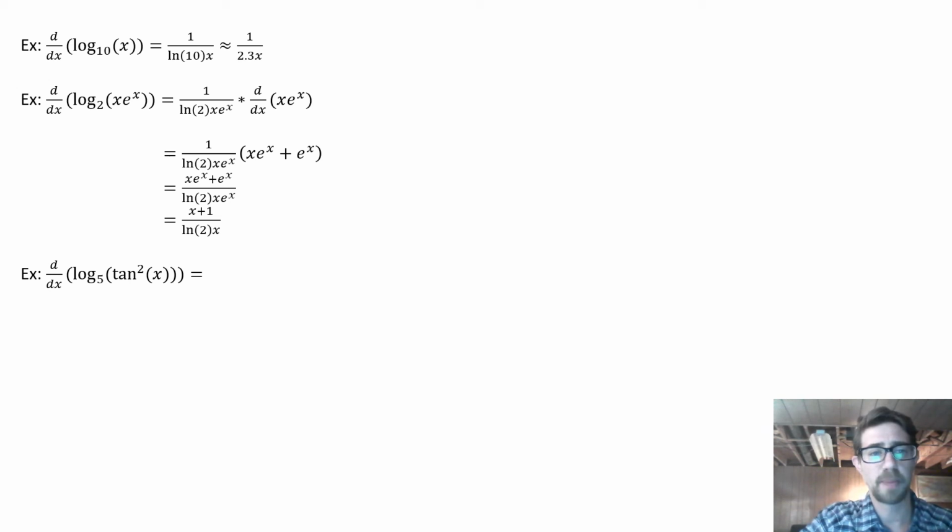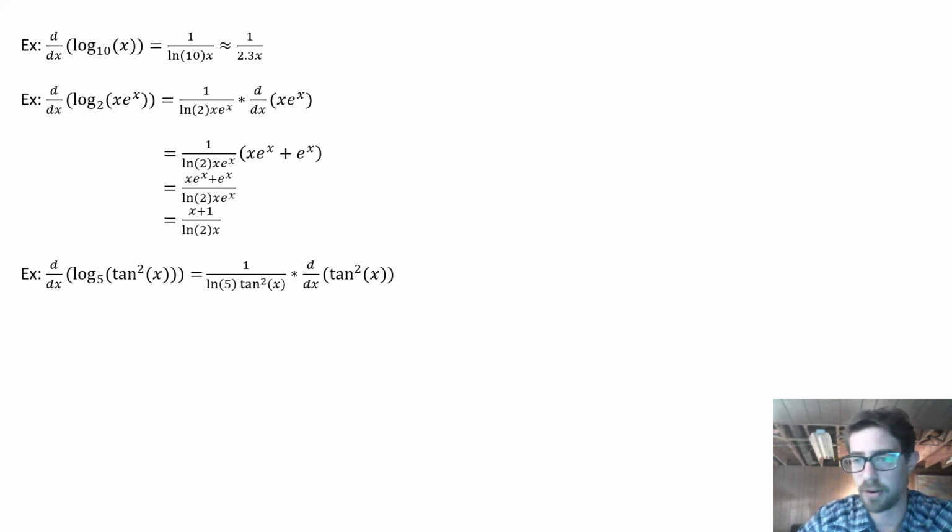The log base 5 of tangent squared of x. So this is going to be a couple applications of the chain rule. We have 3 nested functions here. The fact that the log base is 5 doesn't really change anything. There's just going to be a natural log of 5 in our answer somewhere. It behaves just like any other log base. So we deal with that first. It's 1 over the natural log of the base times whatever the inner function is, and then times the derivative of the inner function. So now the next function in is not the tangent, it's the squared, right? Because it's really tangent of x squared.